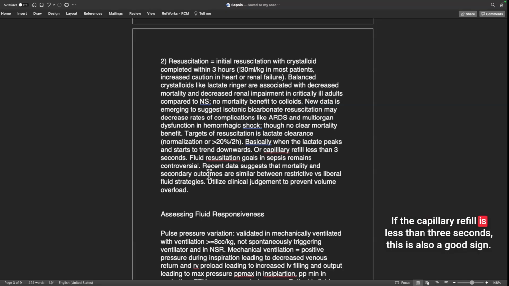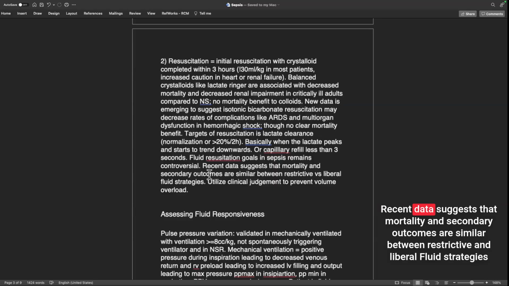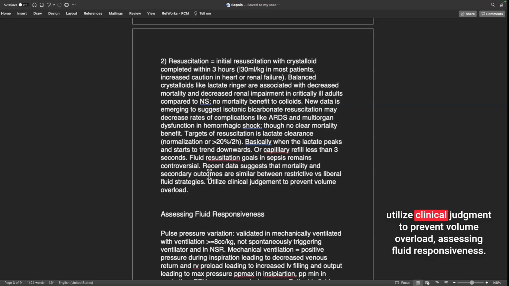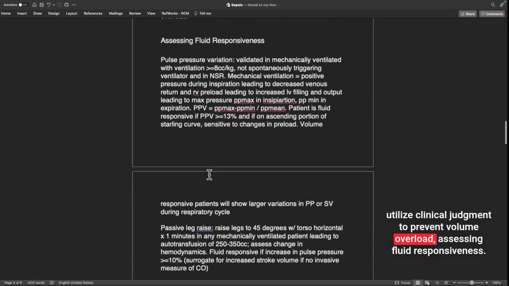If the capillary refill is less than 3 seconds, this is also a good sign. Fluid resuscitation goals in sepsis remain controversial. Recent data suggests that mortality and secondary outcomes are similar between restrictive and liberal fluid strategies. Utilize clinical judgment to prevent volume overload.